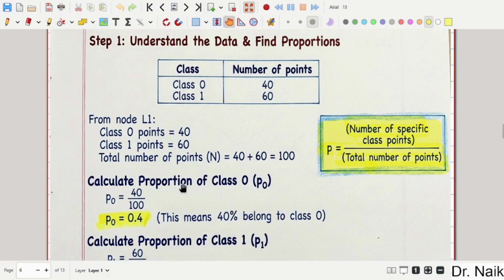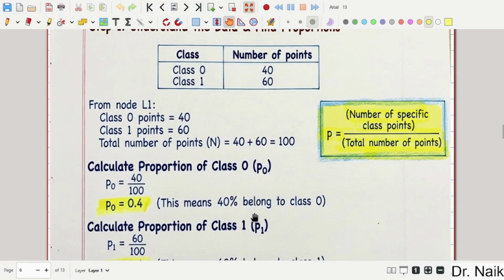So let us calculate P0, that is the proportion of class 0. P0 is equal to the number of specific class points, meaning the number of points that belong to class 0, so it is 40, divided by the total number of points, which is 100. So P0 is equal to 40 divided by 100, so P0 is 0.4. That means 40% of points belong to class 0.